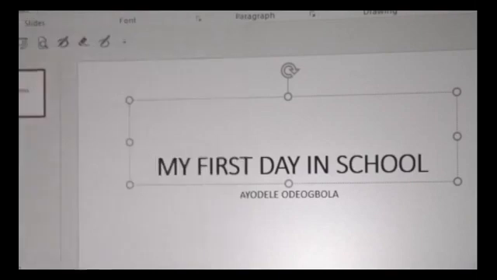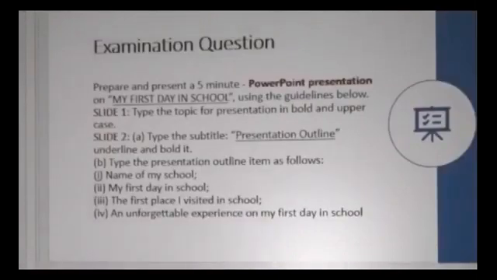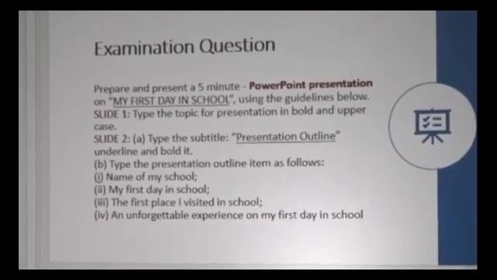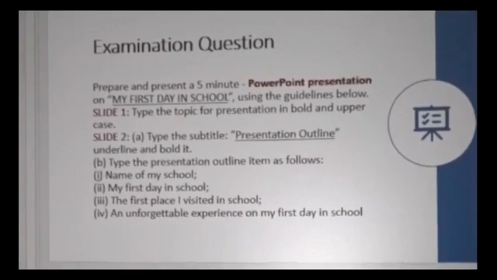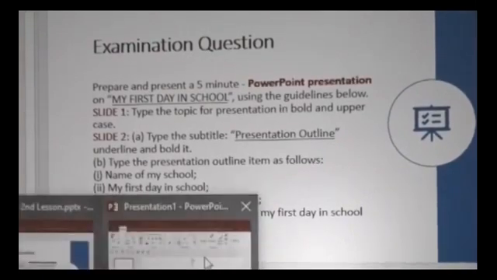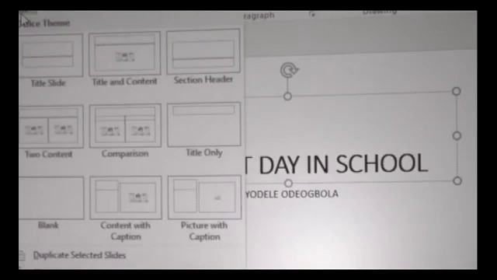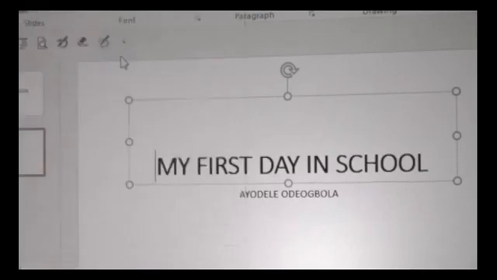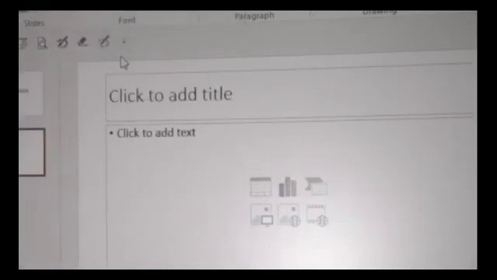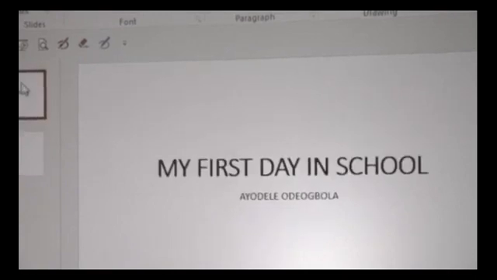And when we are selecting the new slide, what are we asked to do? Type the subtitle, presentation outline. So meaning I will be having subtitle and other components of that same slide. So let me come back here. I will select new slide because I want to have title and content based on the request of the question. Then I'll pick this. Don't forget, your first slide is still there. It has not left the screen.